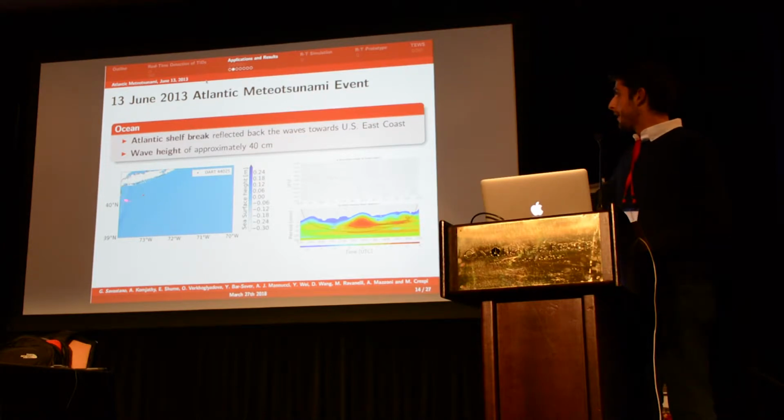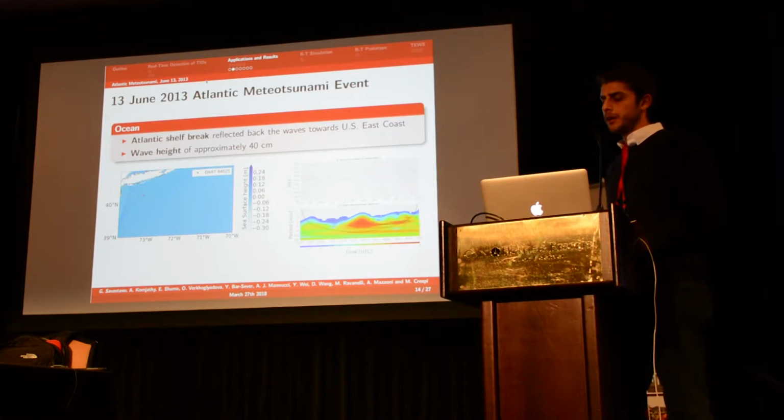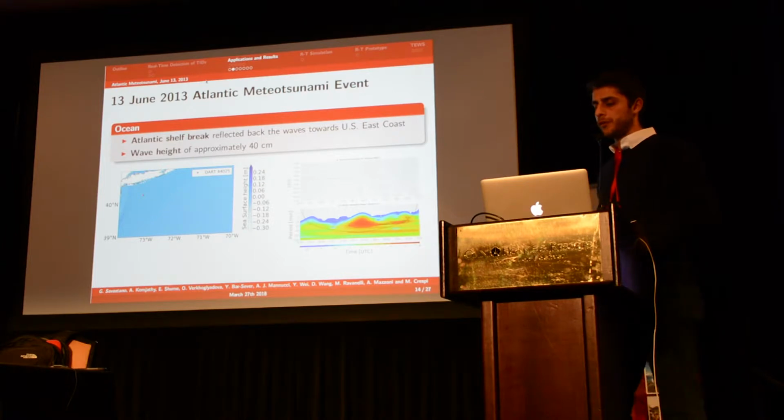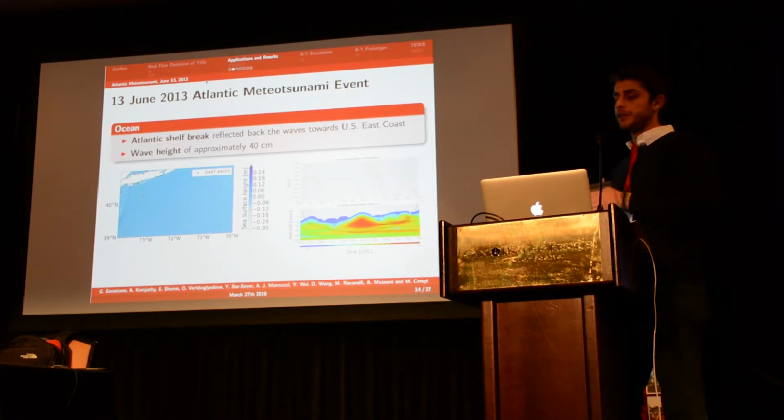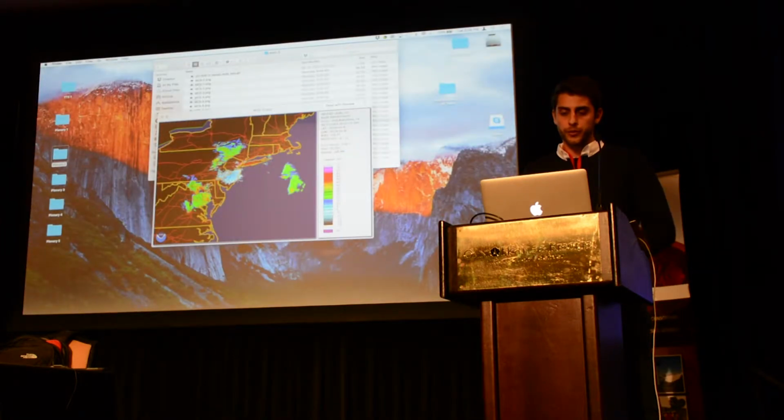So we have another animation here. I will show you in a bit. We have that this tsunami wave is driven by this weather system moving away from the coast. But since here there is an Atlantic shelf break, with a very fast decrease in the bathymetry, this wave was reflected back towards the east coast of US.